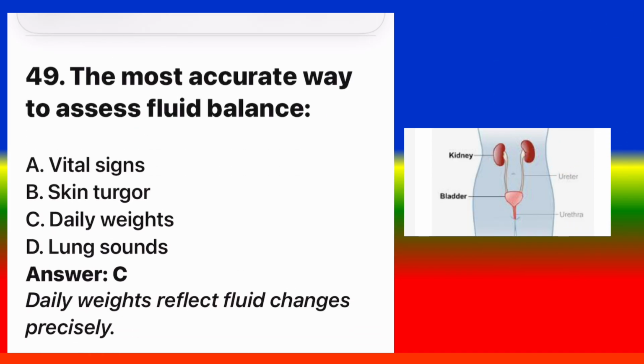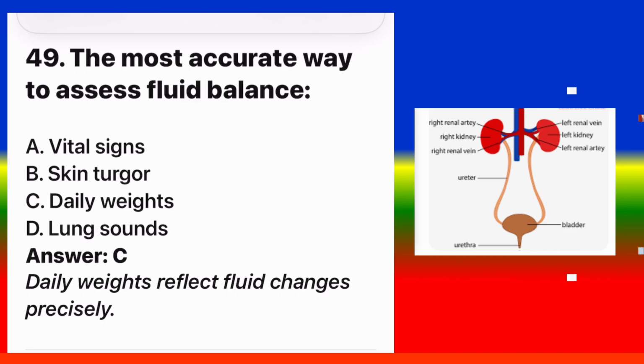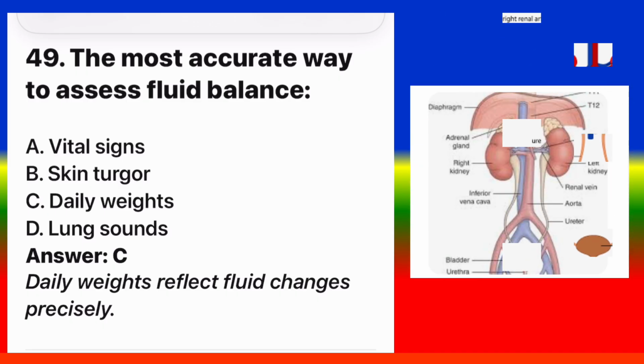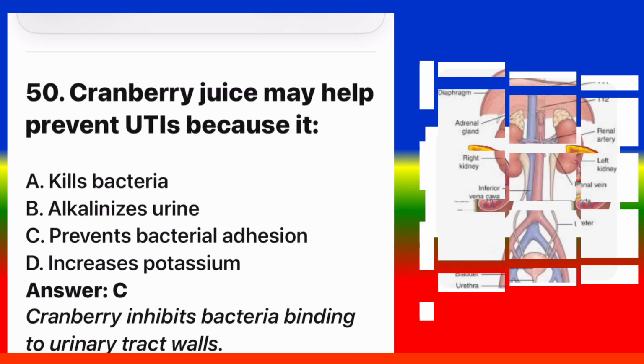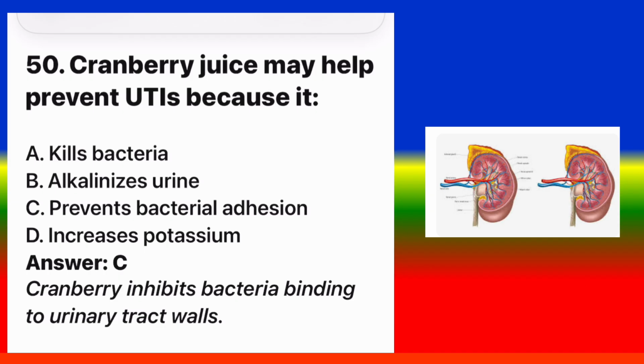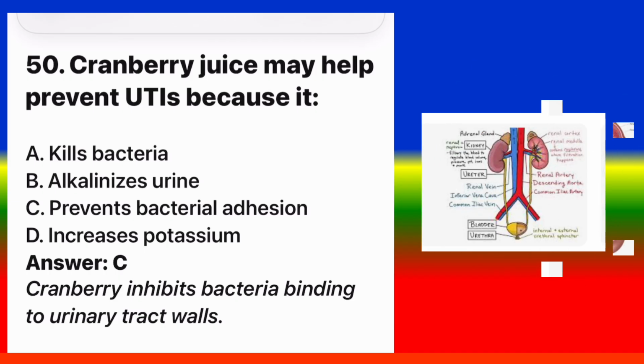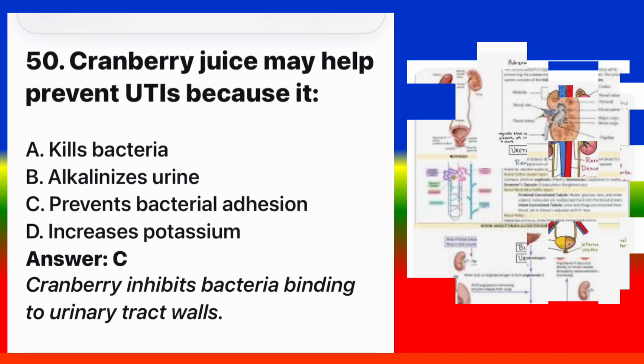49, the most accurate way to assess fluid balance: A, vital signs; B, skin turgor; C, daily weights; D, lung sounds. Answer C, daily weights reflect fluid changes precisely. 50, cranberry juice may help prevent UTIs because it: A, kills bacteria; B, alkalinizes urine; C, prevents bacterial adhesion; D, increases potassium. Cranberry inhibits bacteria binding to urinary tract walls.